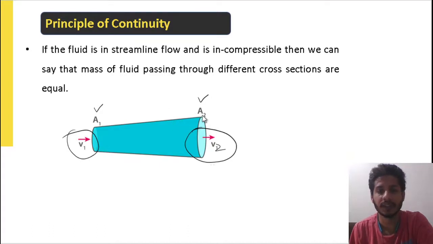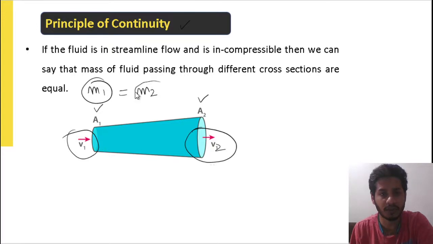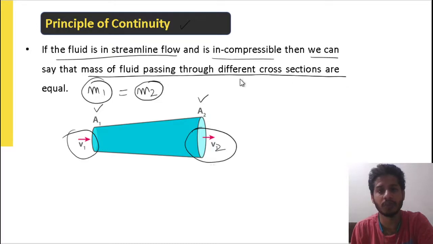So as simple as that, the continuity equation says that the mass of the fluid entering at section 1 will be equal to the mass of the fluid which is taking exit from section 2. So if a fluid is in streamline flow and it is incompressible, then we can say that the mass of the fluid passing through different cross sections are equal. Simple. All right. So the mass remains the same.